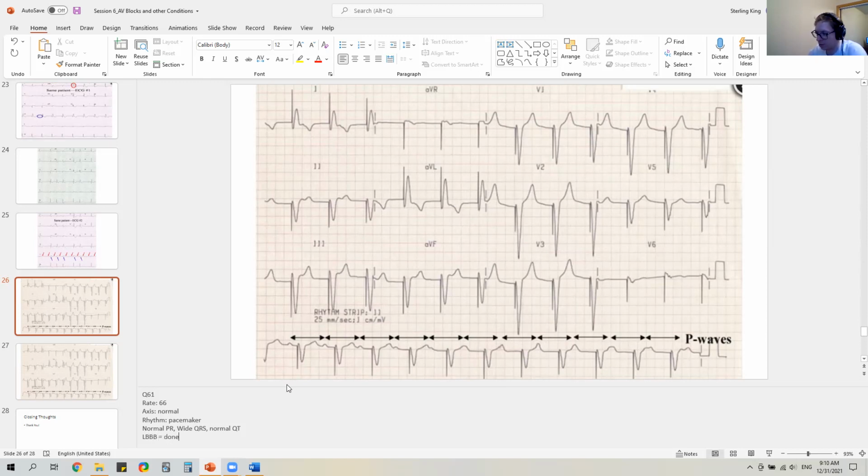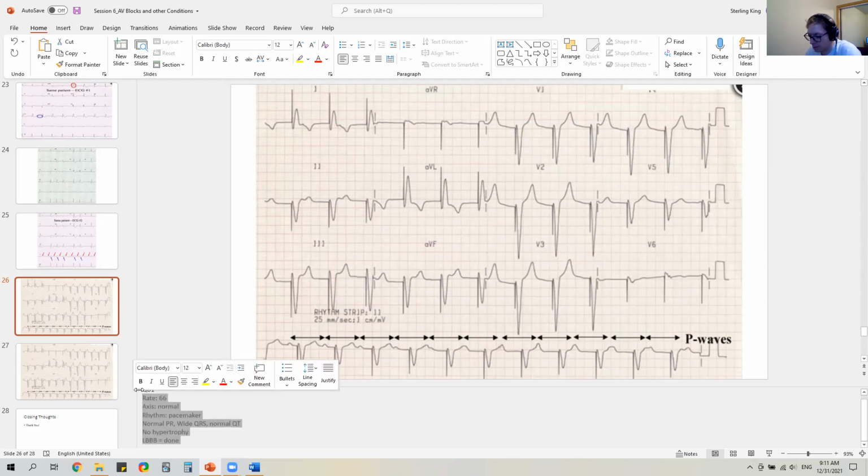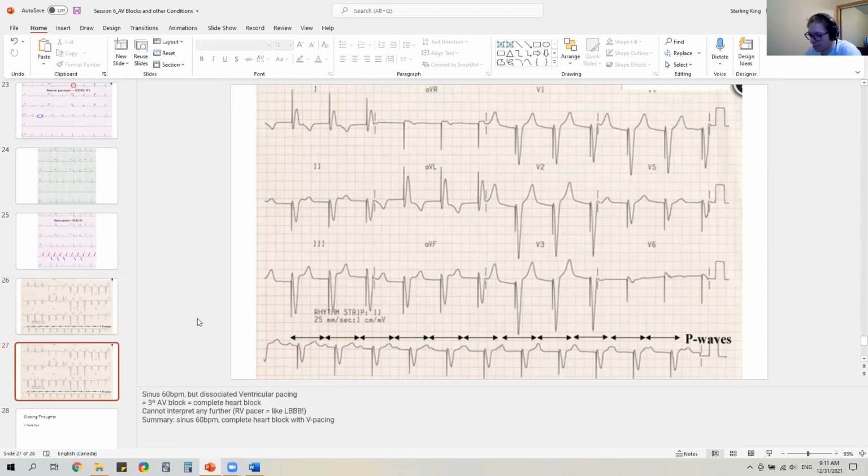Because you're not going to check your QRS and whatnot. So we can just double check for hypertrophy. Atrial we're not going to probably see, and ventricular it doesn't look like there's any, so no hypertrophy. All right, so let's have a look at what they said. Sinus 60, I had 66, similar. Dissociated ventricular pacing. The pacemaker.